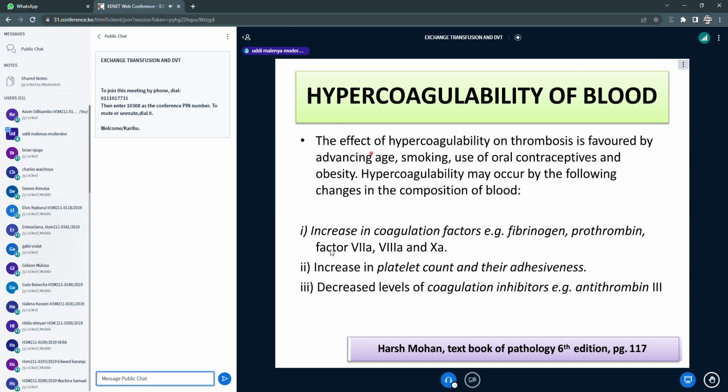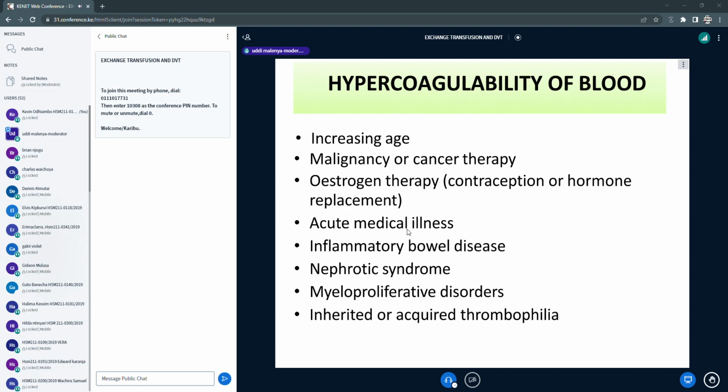Because of increase in fibrinogen and pro-inflammatory mediators. Smoking causes deposition of low-density lipoprotein, and use of oral contraceptives, that one you've already said, because of increase in fibrinogen, and obesity. So we see increase in coagulation factors such as fibrinogen, prothrombin, and factor 7A, factor 8A, and factor 10A. Then there's increase in platelets and their adhesiveness. All these can contribute to a hypercoagulable state.